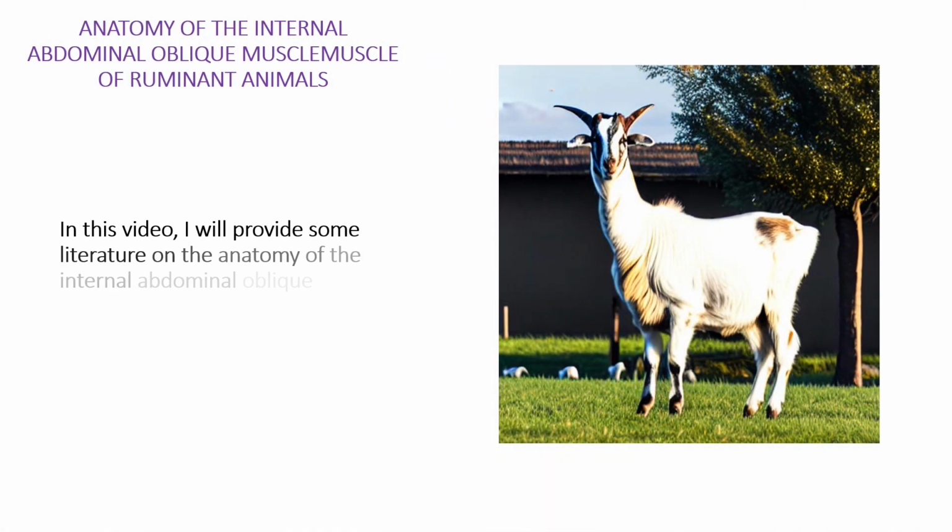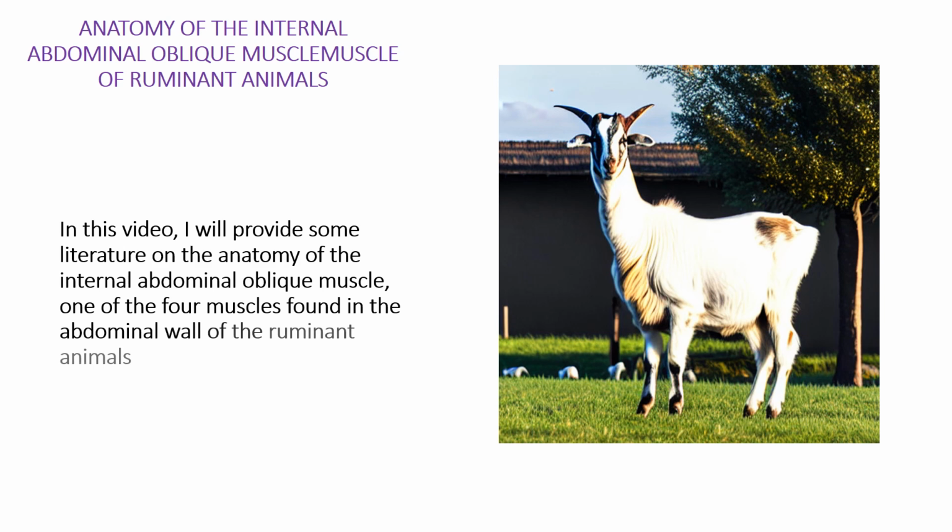Hi, in this video I will provide some literature on the anatomy of the internal abdominal oblique muscle, one of the four muscles found in the abdominal wall of the ruminant animal.